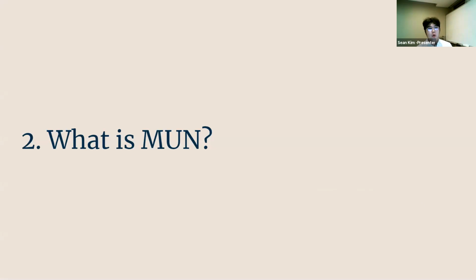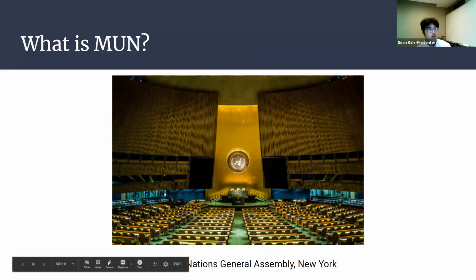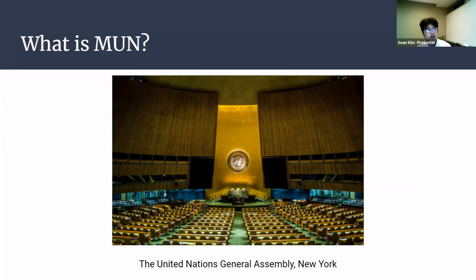So then, what is MUN? This is an image of the United Nations General Assembly in New York. The reason that this image is here is because, as the name implies, Model United Nations closely models what the United Nations does. MUN is basically an activity where usually students take on the role of delegates simulating the United Nations. And depending on the committee, students can also take NGO roles.